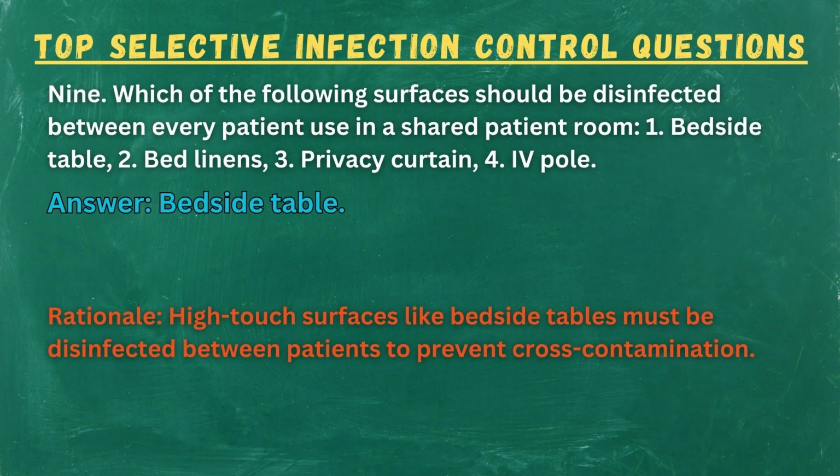9. Which of the following surfaces should be disinfected between every patient use in a shared patient room? 1. Bedside table. 2. Bed linens. 3. Privacy curtain. 4. IV pole. Answer: Bedside table. Rationale: High-touch surfaces like bedside tables must be disinfected between patients to prevent cross-contamination.